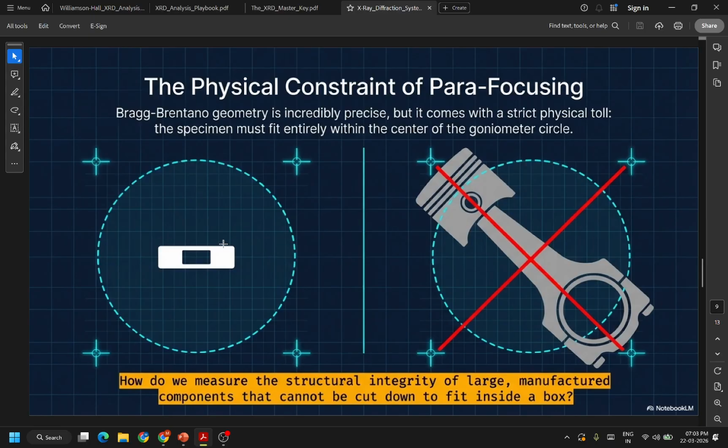So you can only use small samples and not extremely large samples. So, how do you measure the structural integrity for large manufactured components that cannot be cut down to fit inside the box?